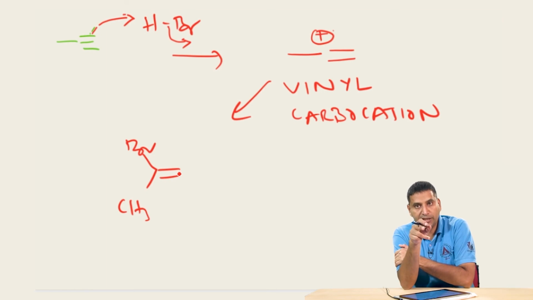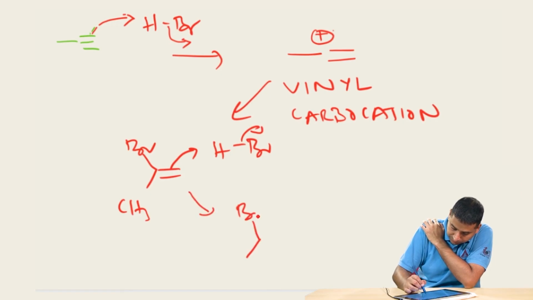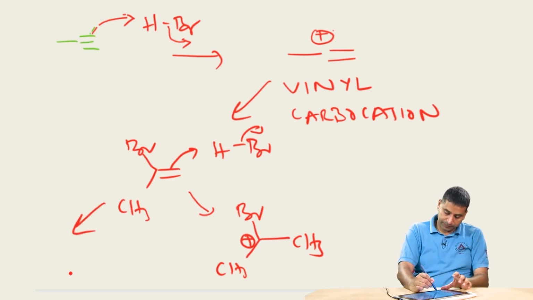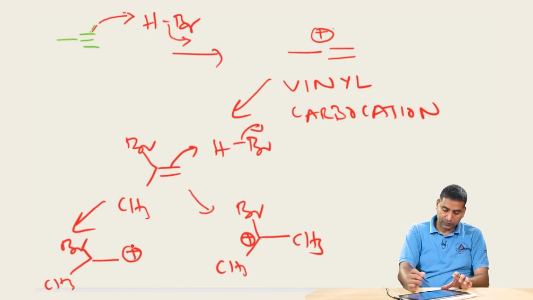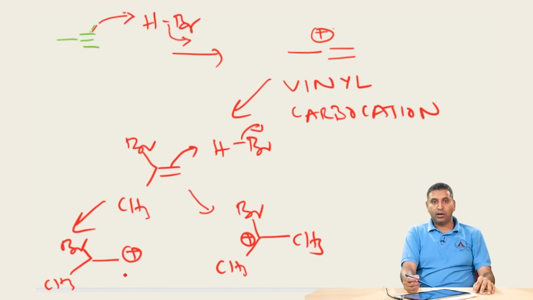Since we have said that there is excess of HBr present, it is likely that this is going to react with another mole of HBr and you will end up with another carbocation. Either you will end up with this carbocation or you can end up with this carbocation.